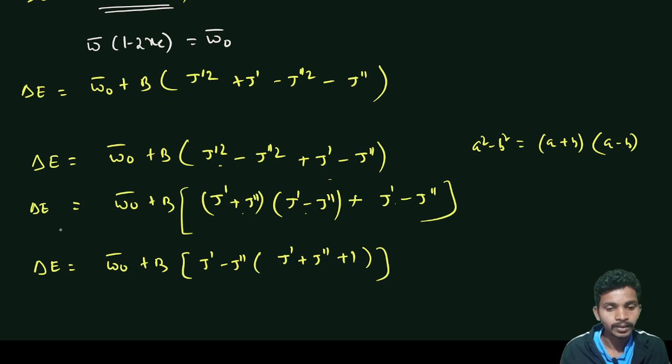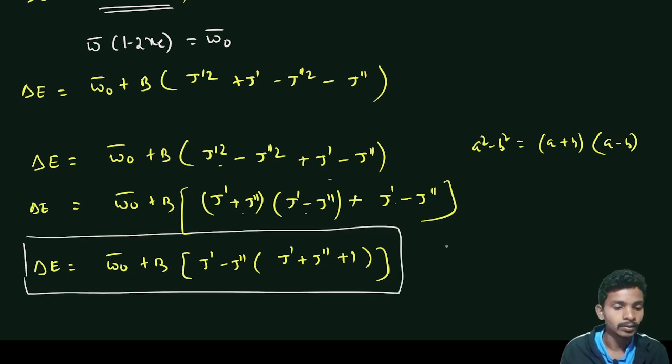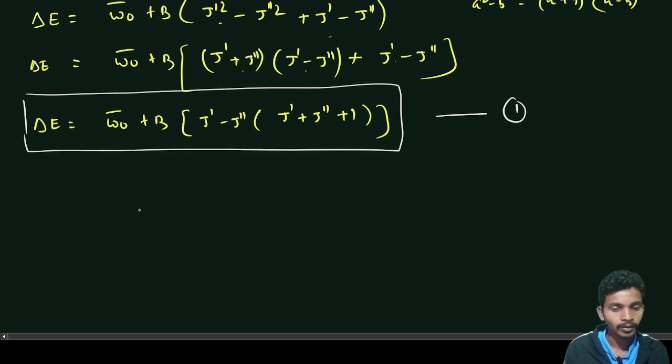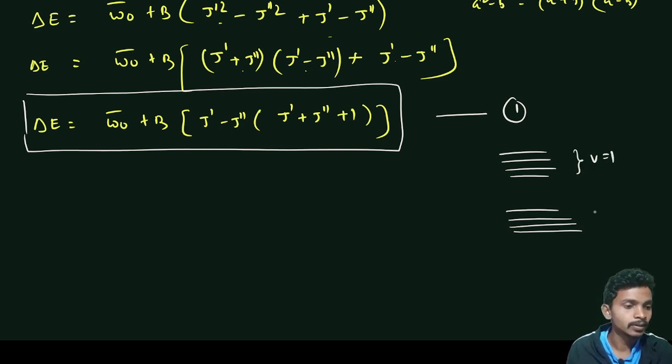So I will take this as equation 1. Okay, so now why am I taking equation 1? Because you see that here I am doing the transitions. Let's say this one. So I am doing the transition. This is v equal to 1 and this is v equal to 0. I am doing the transitions from here to here like that.